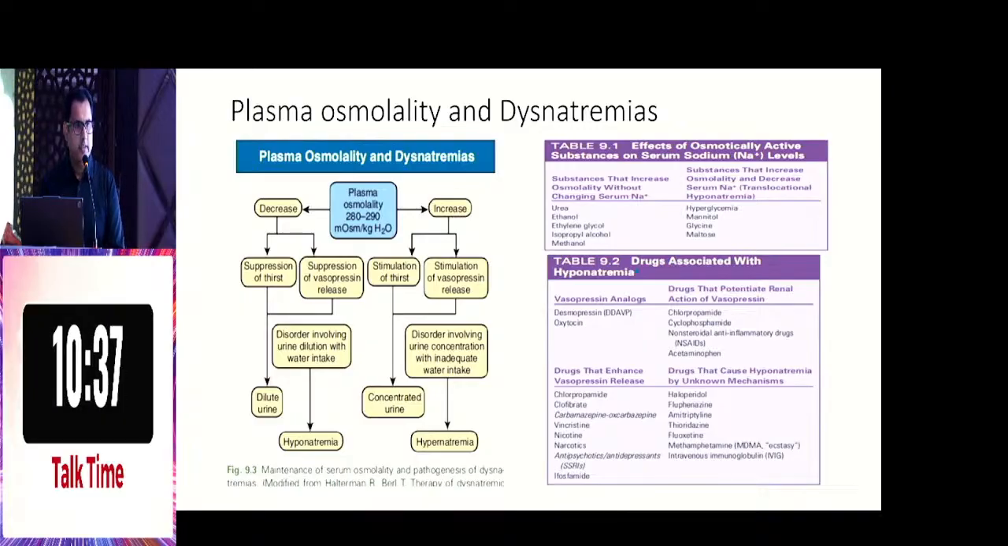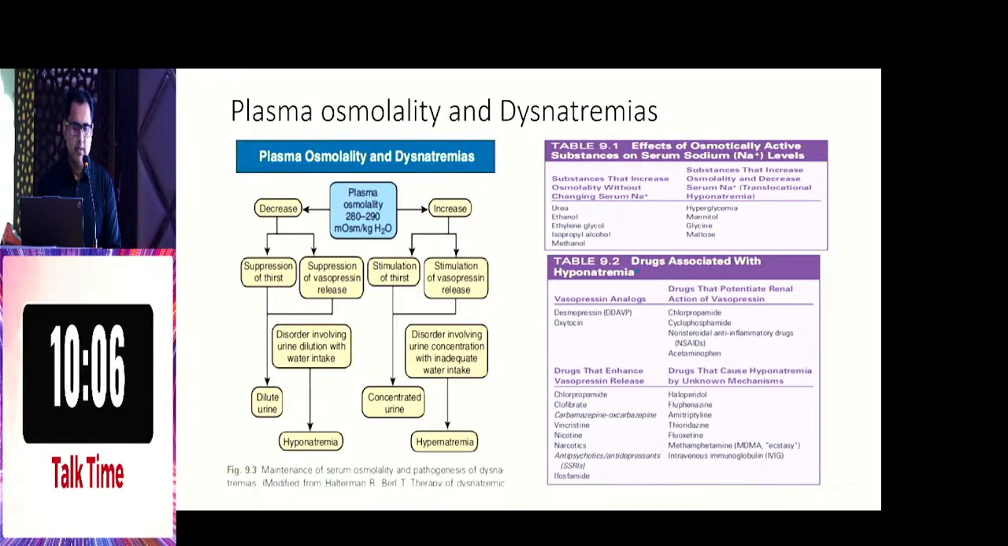If the plasma osmolality increases, we produce concentrated urine, because the osmoreceptors in the hypothalamus stimulate our thirst and increase the secretion of vasopressin. That is how we produce concentrated urine, and the reverse happens if the plasma osmolality goes down, then we produce dilute urine. If there is any defect in producing concentrated urine, we develop hypernatremia. If there is any defect in producing dilute urine, then we develop hyponatremia.